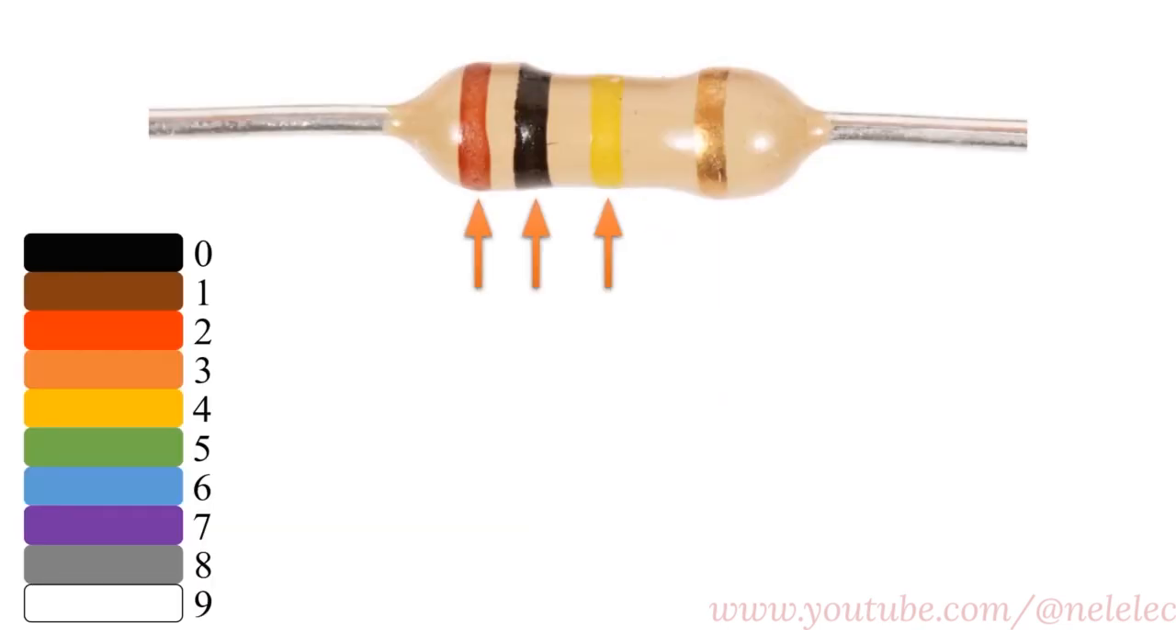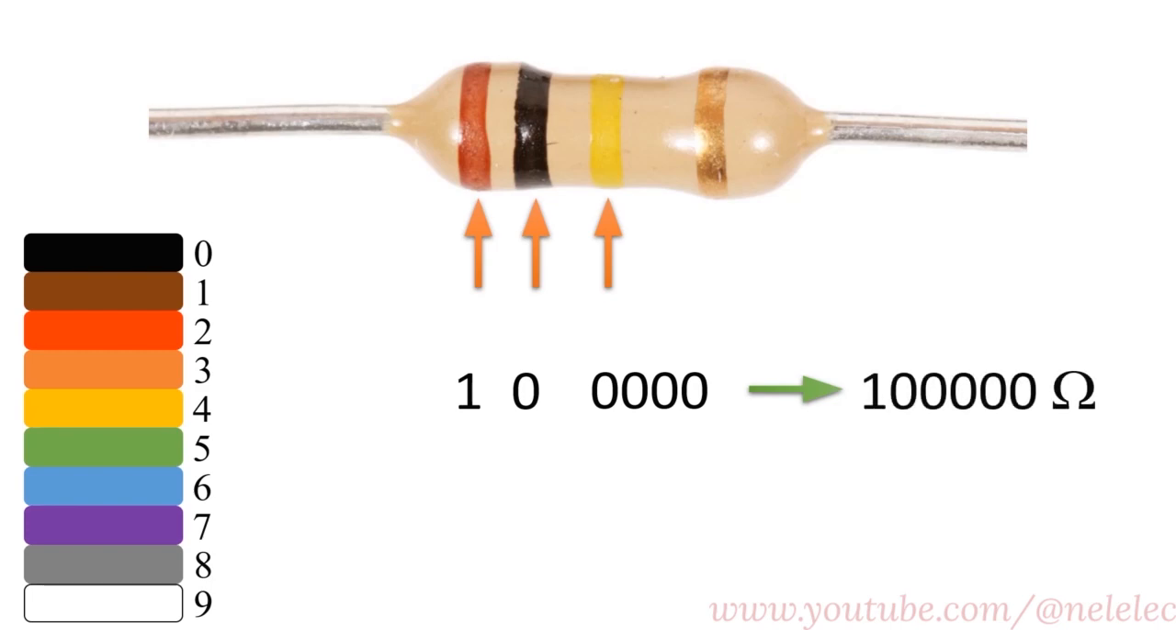As a final example, let's calculate the value of the resistor shown in the picture. The first band is brown, so we write down the digit 1. The second band is black, which corresponds to the digit 0. Finally, the third band is yellow, and we need to add 4 zeros to the right of the digit we've noted. Therefore, the value of this resistor is 100,000 ohms, or better expressed as 100 kilo ohms.